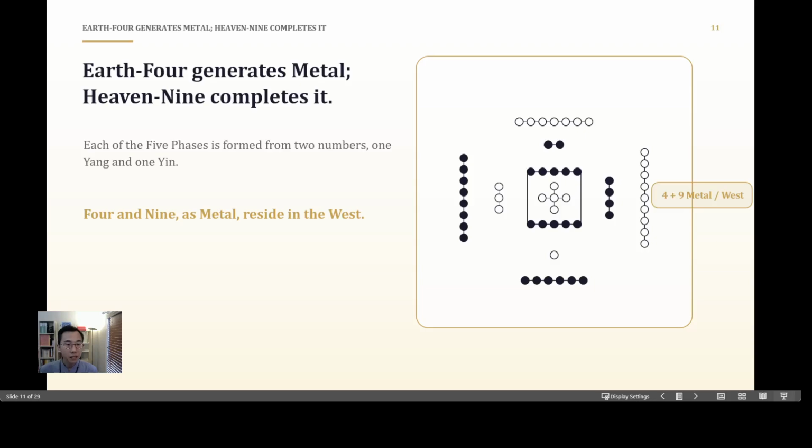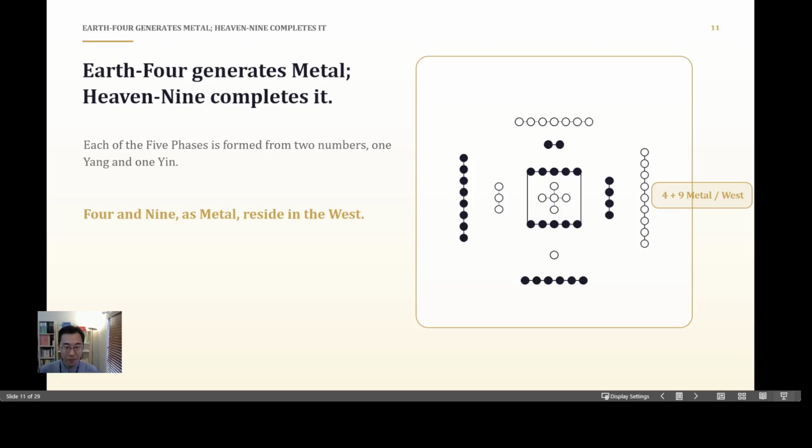4 is 4 black dots. It represents earth. 9 represents heaven. 4 plus 9 represent metal. These 2 numbers represent the image of metal. And these 2 numbers, 4 and 9, come from qi.